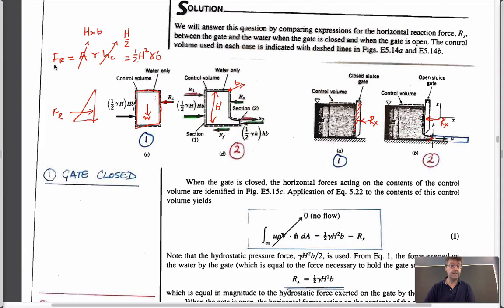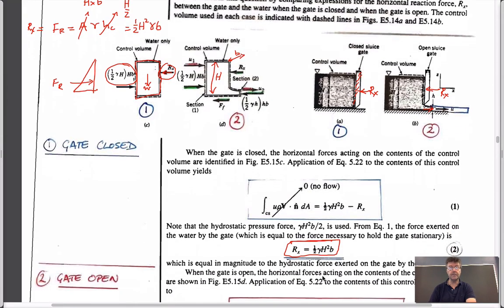And so that's the magnitude of this reaction, which is going to be equal to Rx, because those are the only two forces acting. You have this force acting on the upstream side, this on the gate, and so this has to be the reaction. And so if you do that, you end up with this expression here, which is in the bottom. This example, of course, is out of your book. It's equation 2. Okay? So that's the first one. That's what we know how to do.